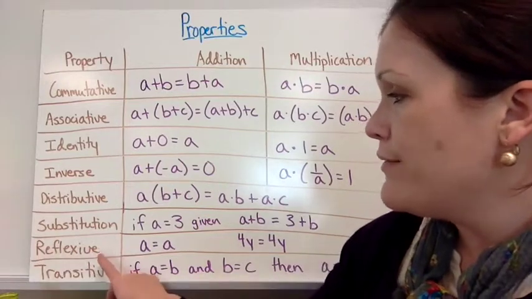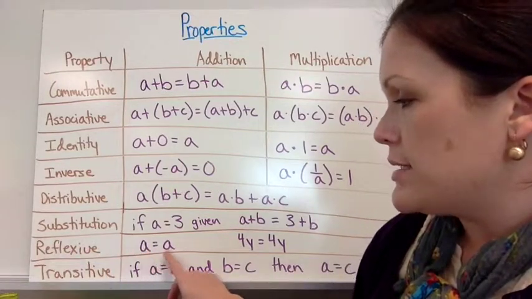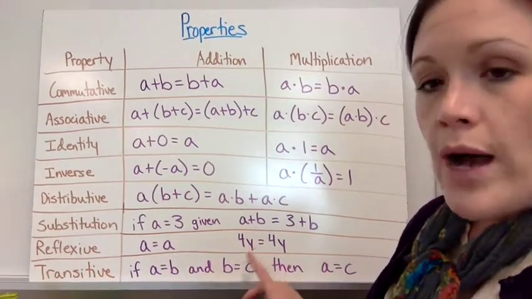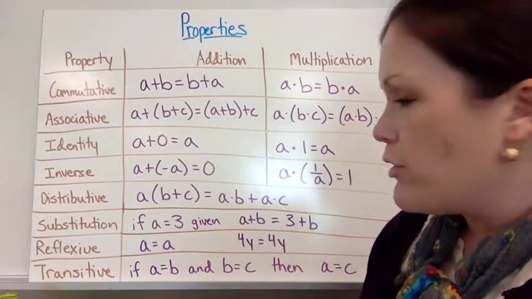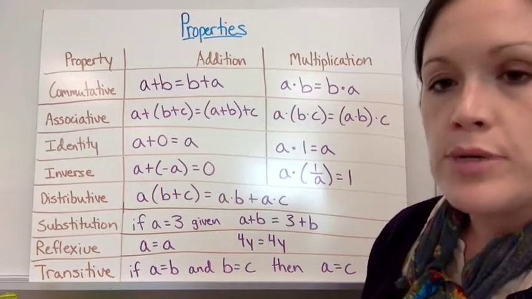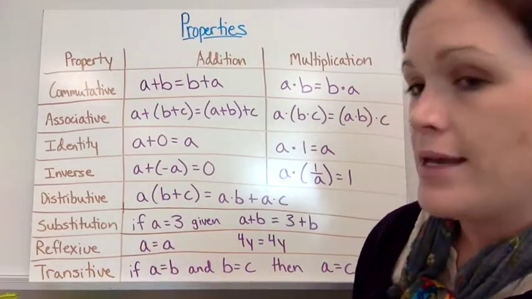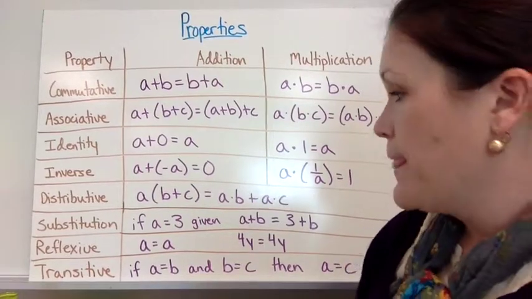For reflexive, this one is when something is exactly equal to itself. A equals a, 4y equals 4y. We could keep going, but again, those are 2 nice, simple examples of reflexive properties. So it's when you have exactly the same thing equal to itself.